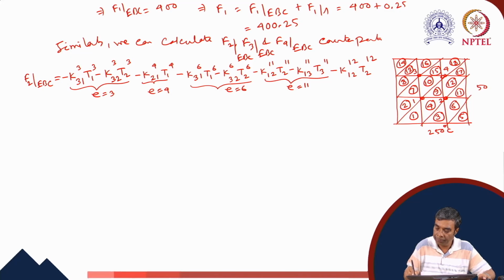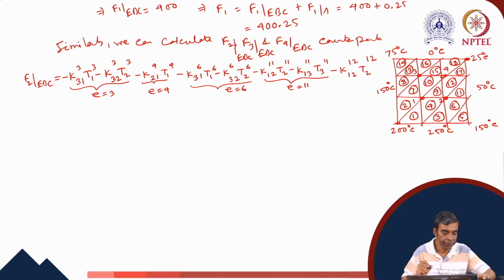So this temperature is 250 degrees centigrade, this is 50 degrees centigrade, this is 0 degrees centigrade and this is 150 degrees centigrade. The corners are 75 degrees centigrade, 25 degrees centigrade, this is 150 degrees centigrade and this is 200 degrees centigrade. So we have the expressions for evaluating this F2 EBC contribution. For F2 we have boundary contribution from E equals 3, 4, 6, 11 and 12.